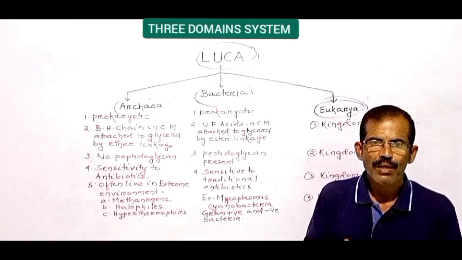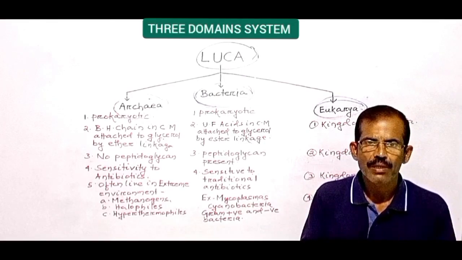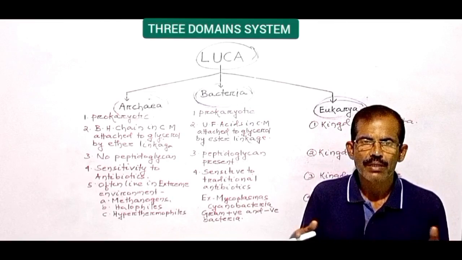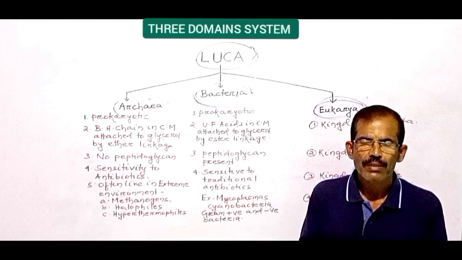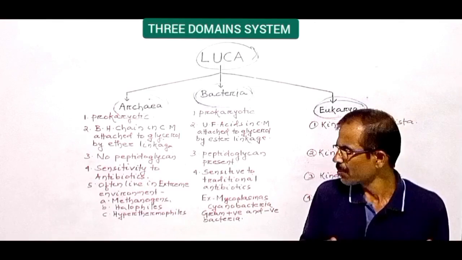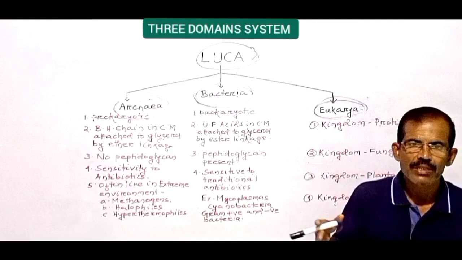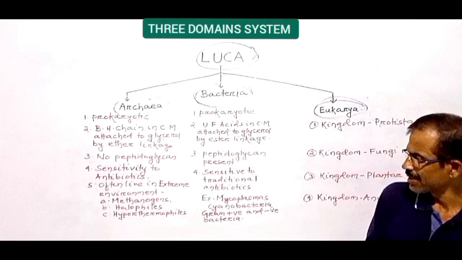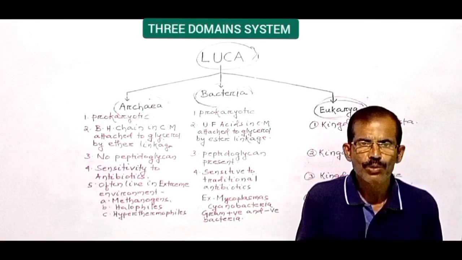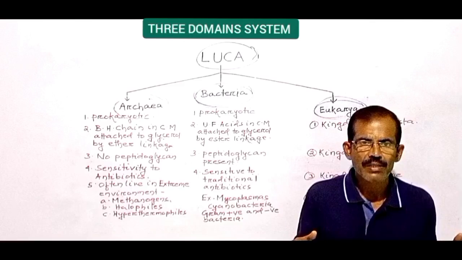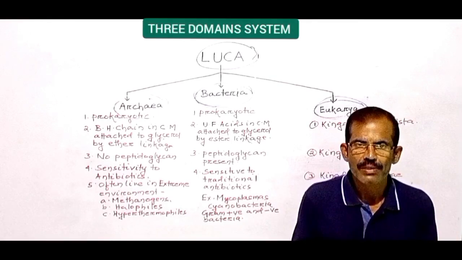Archaeal cells are not sensitive to some antibiotics that affect bacterial cells, but are sensitive to some antibiotics that affect eukaryotic cells. Archaea often live in extreme environments. Examples are methanogens, halophiles and hyperthermophiles.